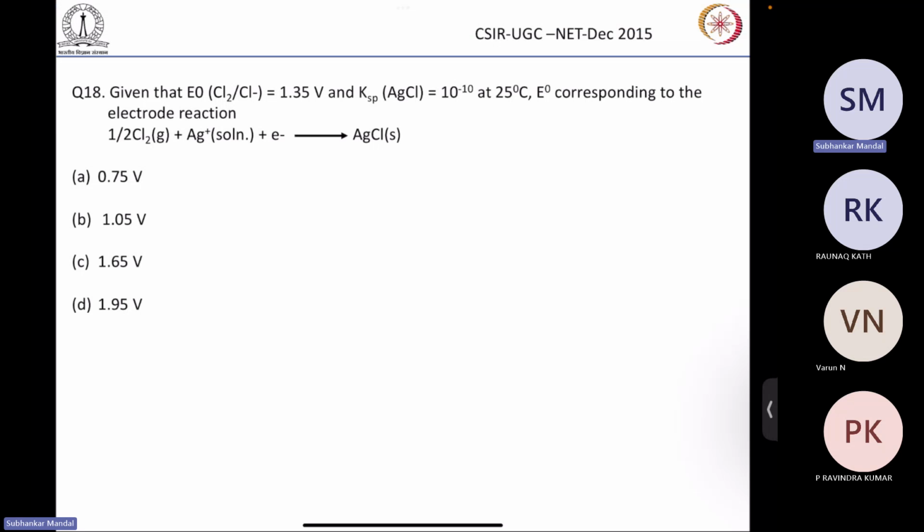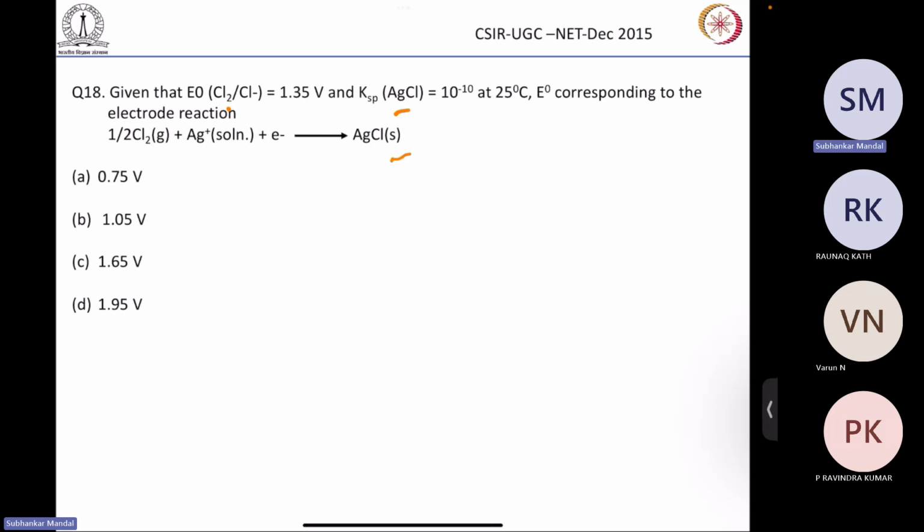Next question is, given that E naught for Cl2/Cl minus is 1.35 volt and Ksp value is given. So solubility product, it is given at 25 degrees Celsius. So E naught corresponding to the electrode reaction. So this is the electrode reaction. So what is the potential of that electrode reaction? So this is the question.